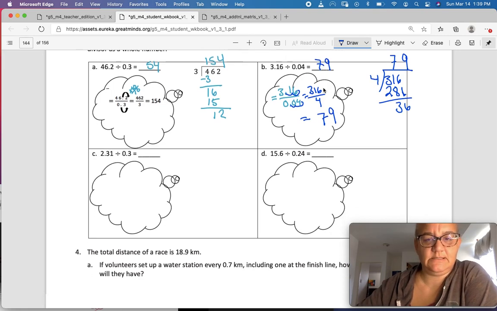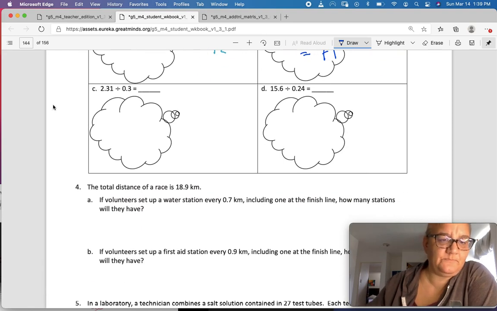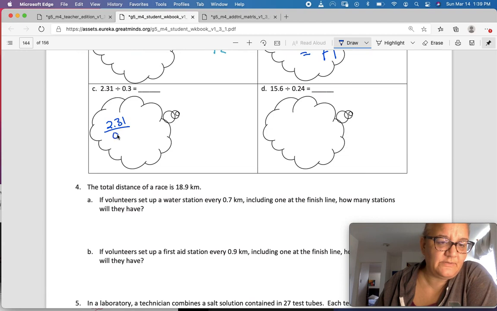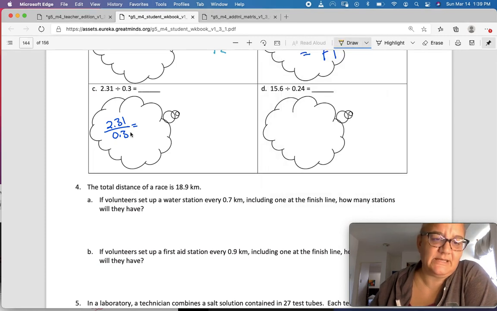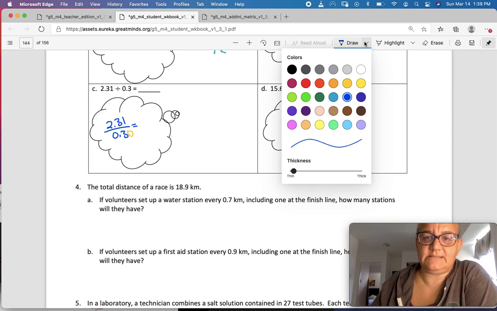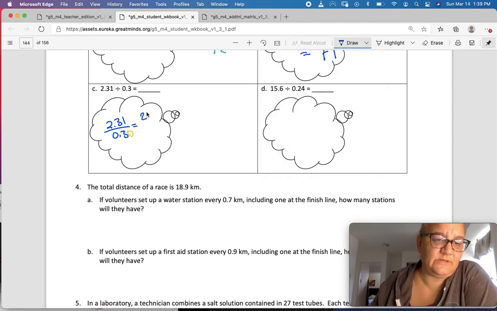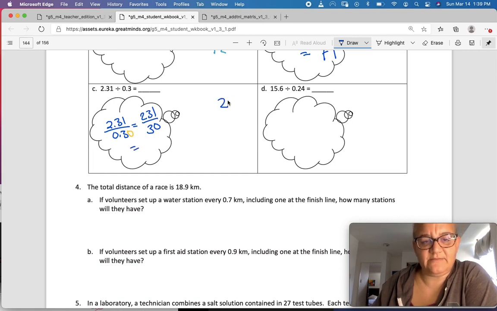All right. Next one. Well, 231 over 3/10. I'm going to show you my thinking here. I'm going to add a 0. And then I'm going to rewrite this as 231 over 30. Okay, I just moved over the decimal twice, and I had to add that 0 to do that. So now I can just do my long division.